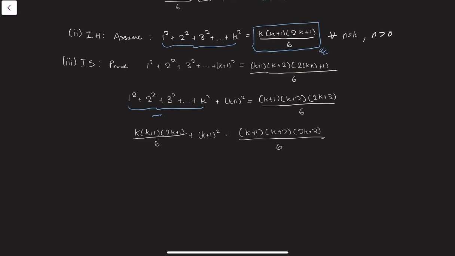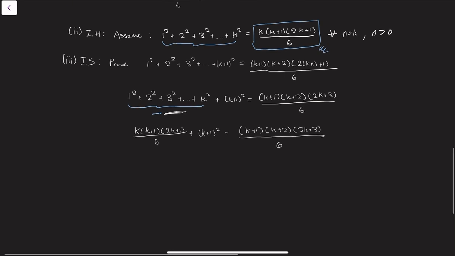Again, all I did is I used the fact that we assumed that 1 squared plus 2 squared plus 3 squared plus all the numbers added up till k squared is equal to k multiplied by (k+1) multiplied by (2k+1) divided by 6. And because we have that in this expression right here, we can just go ahead and replace that. Now, all we have to do is use simple algebra to simplify.